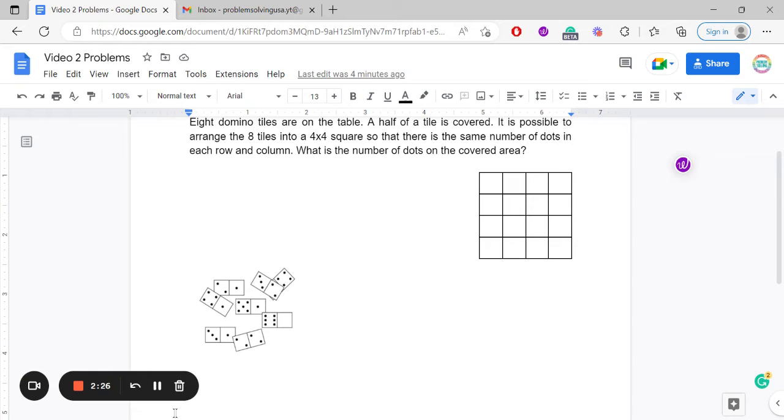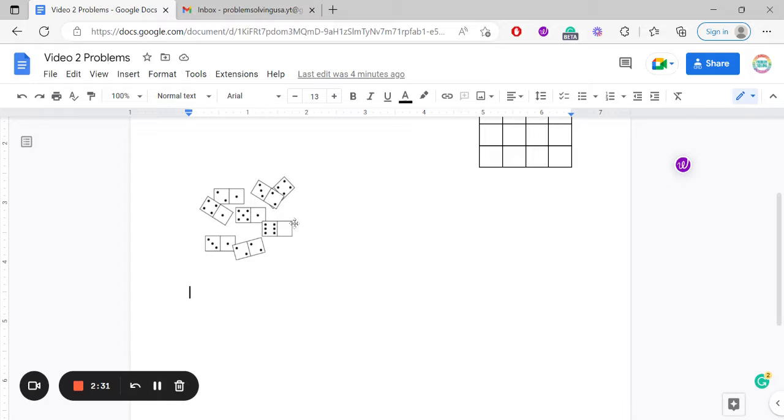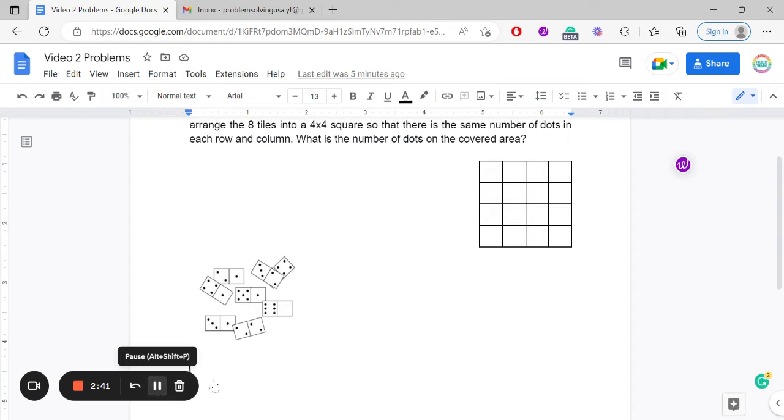Please forgive my terrible placement of the dominoes and the 4x4 square. So the covered part of that one domino is over here under these 2 dots. The rest of the dominoes and their dots are visible in the figure. And here is our 4x4 square.